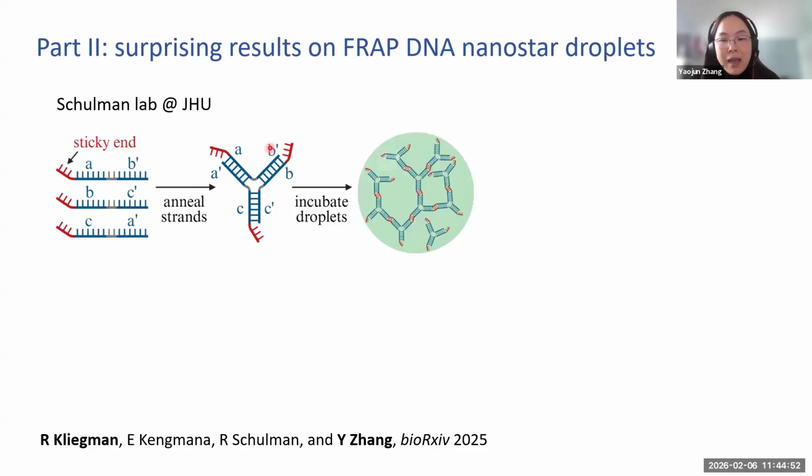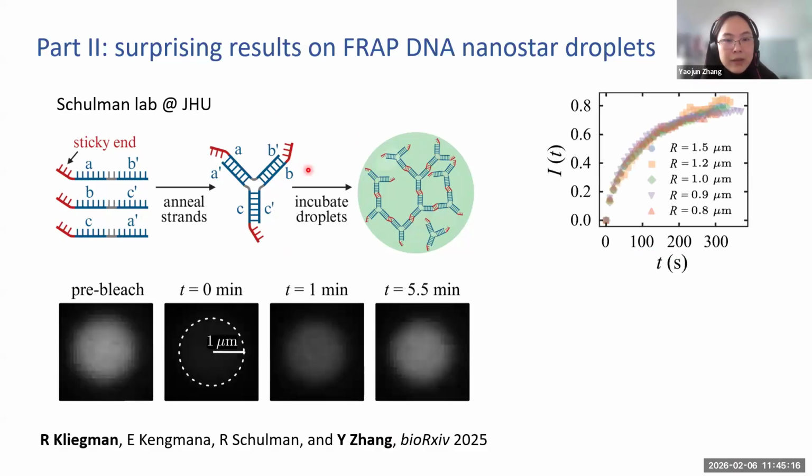And this is a nanostar with 3 arms, and these single-stranded end regions can bind to each other. So they form stickers. They bind to each other to promote phase separation. And micrometer-sized droplets can be formed under the microscope for these kinds of systems. Right. So Ali performed FRAP experiments on droplets of DNA nanostars of different sizes.